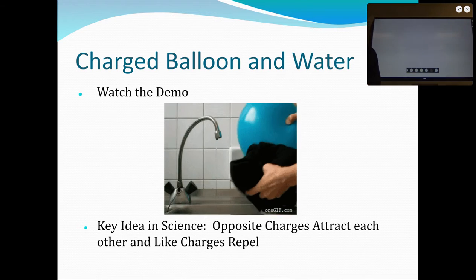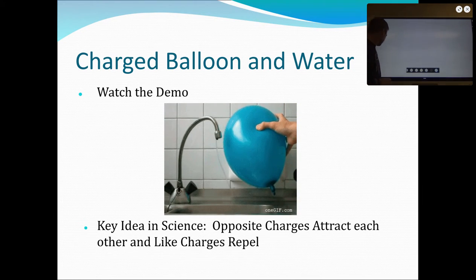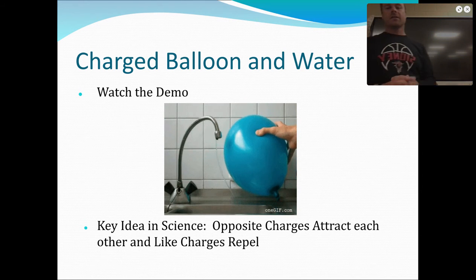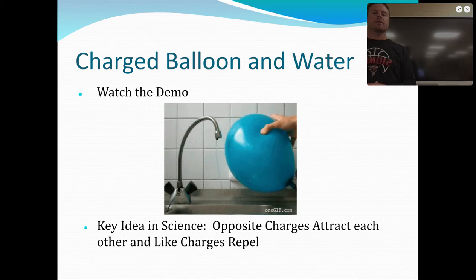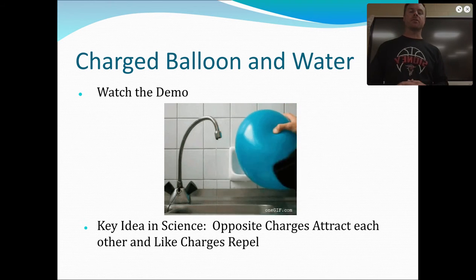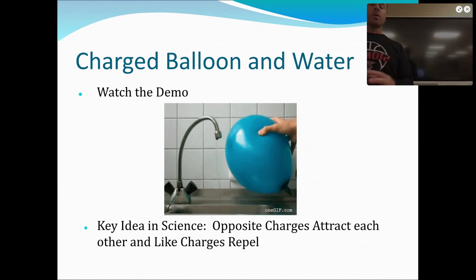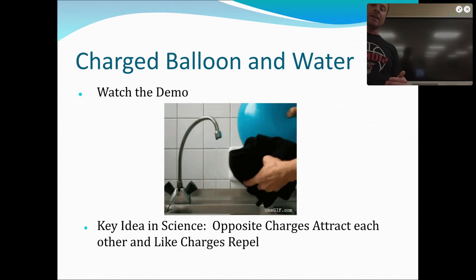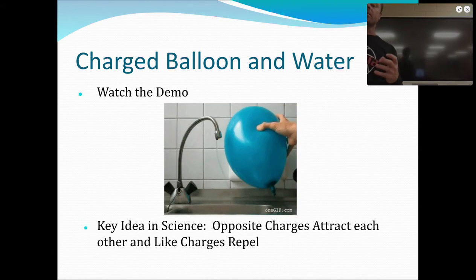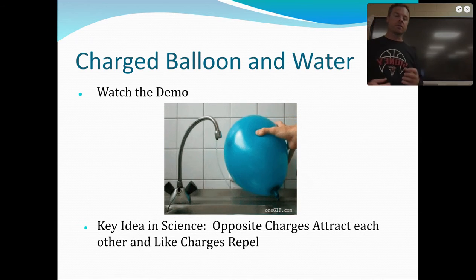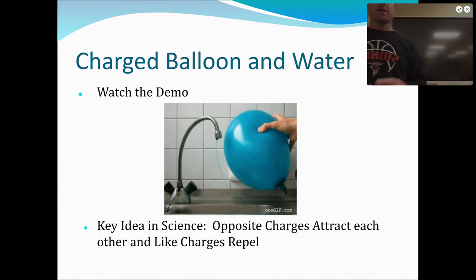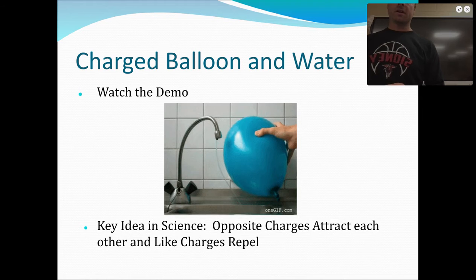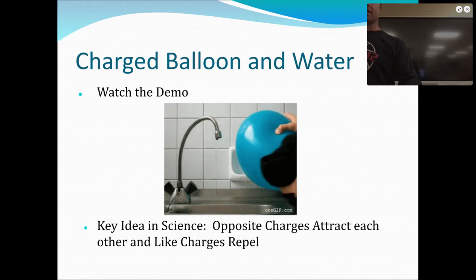In science, if you remember five things that I tell you, this is probably one of the five. Opposite charges attract each other, and like charges repel each other. So things that are similarly charged are going to push away from each other, and things that have opposite charge are going to be attracted to each other. So for whatever reason, this balloon and the water must have some particles in them that have opposite charges, because you'll see the stream of water converges in the proximity of the balloon. So that is one of those fundamental things that we want you guys to know throughout this section and down the road.